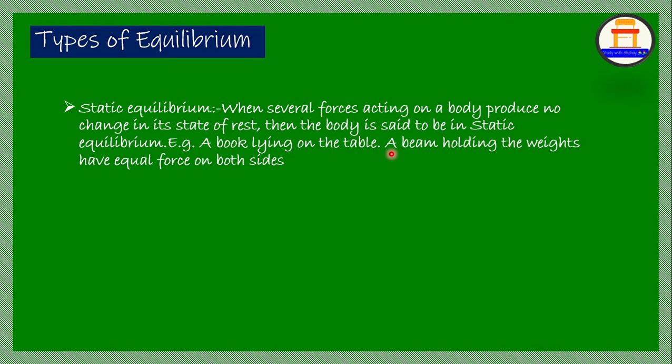Static equilibrium. When several forces acting on a body produce no change in its state of rest, the body is in a state of rest and there will not be any change after the application of force. A book lying on a table, with force applied perpendicular to the book, nothing will happen. It lies on the table itself. There will not be a single movement of a molecule when the force is applied in a perpendicular direction to it. So if they remain in the state of rest itself, then the body is said to be in static equilibrium.